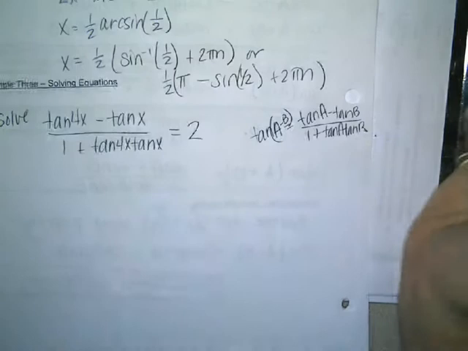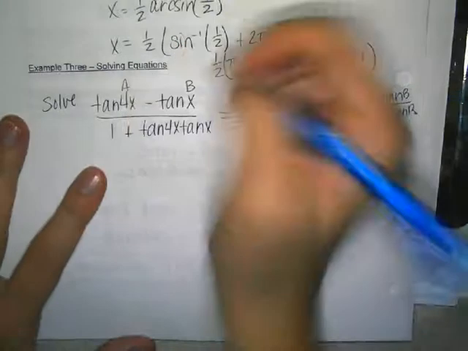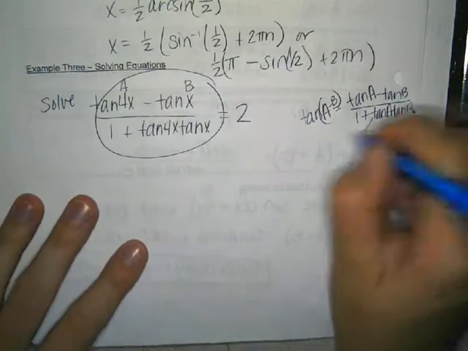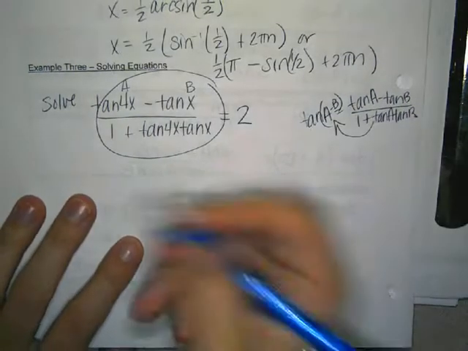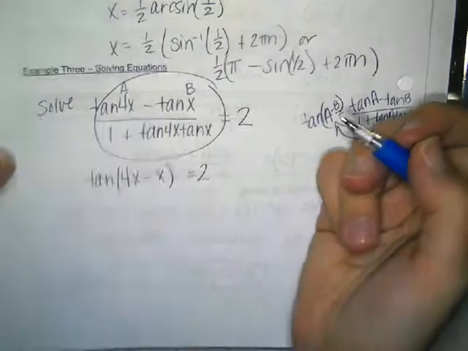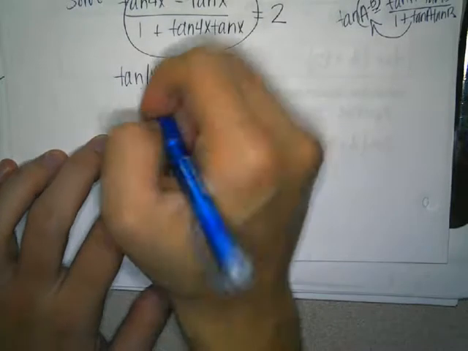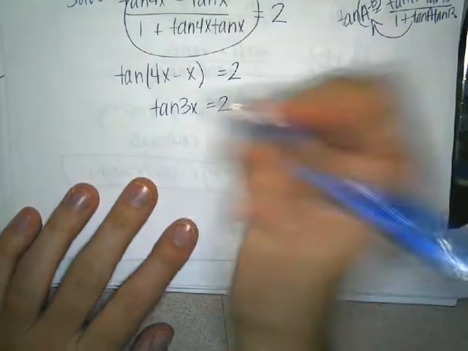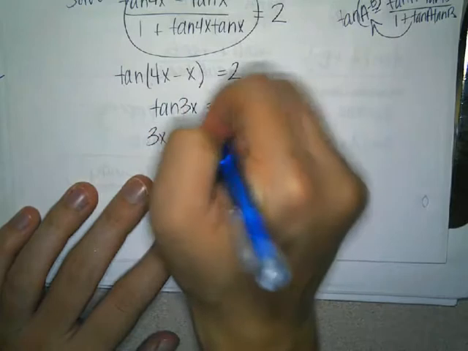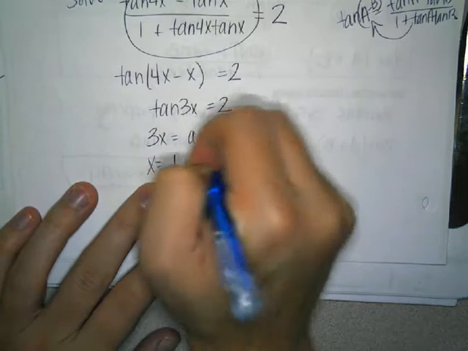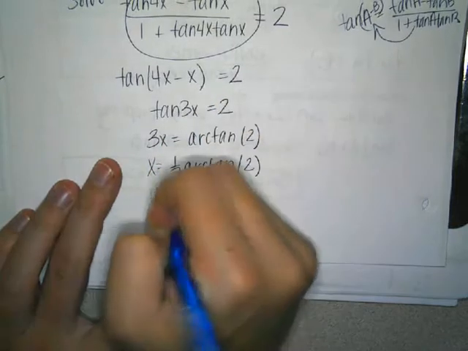I'm going to identify what my A and my B are, or my two different arguments. Looks like 4x is my A, x is my B. And then this whole thing is going to be transformed by this property and become tan of A minus B. So I have tan of 4x minus x. And again, I can subtract those because they're like terms to get tan of 3x. Then I can take the arctan of both sides, divide by 3, and then write the general solution.